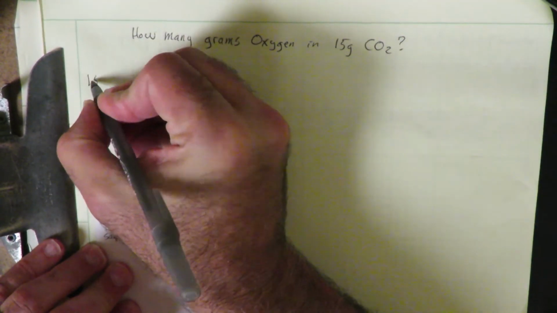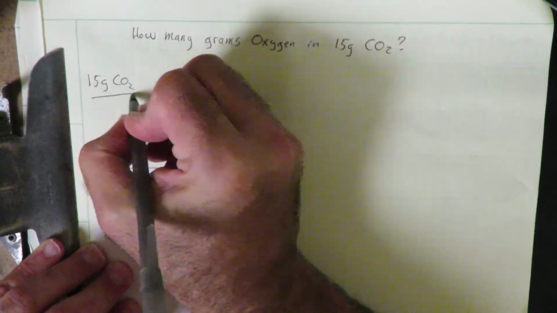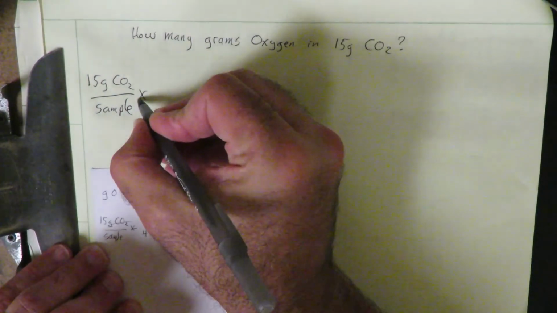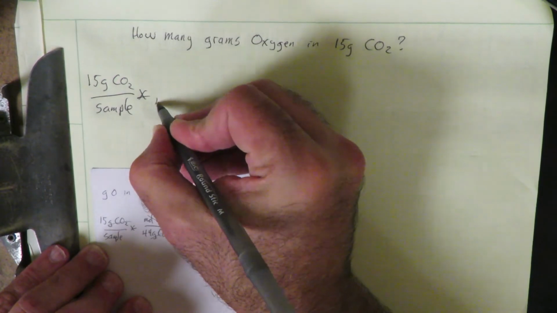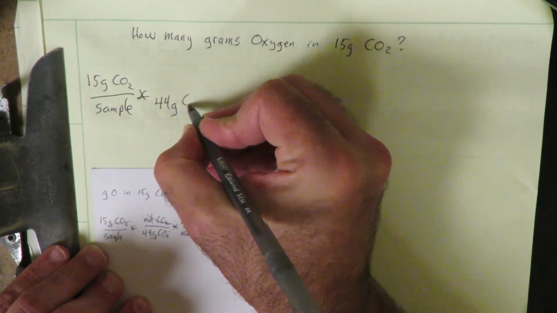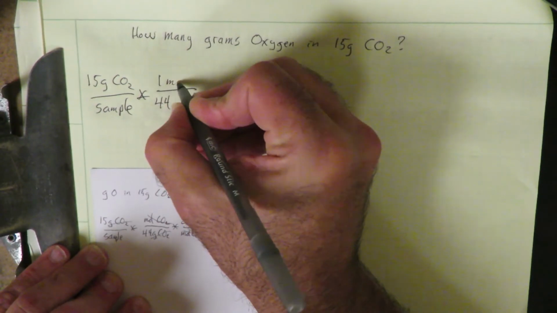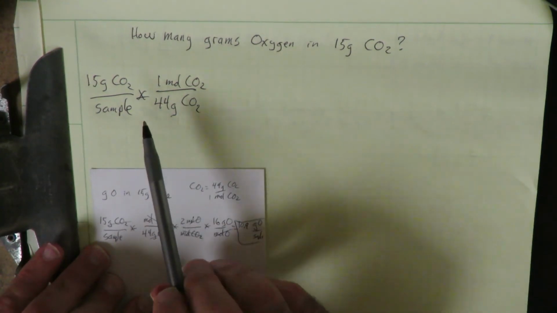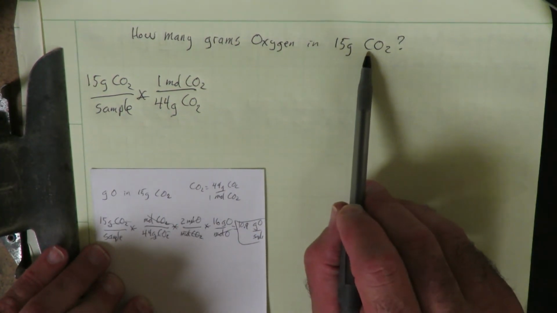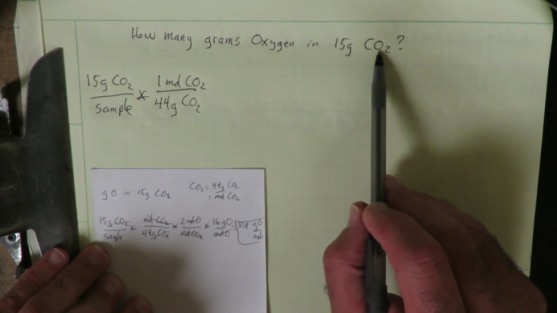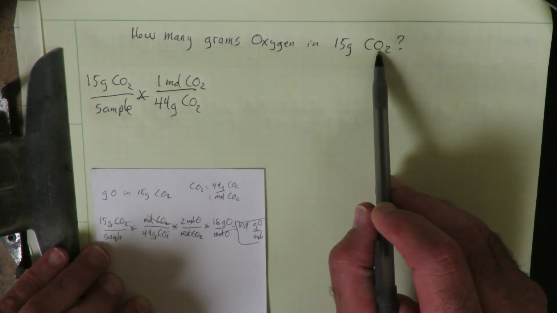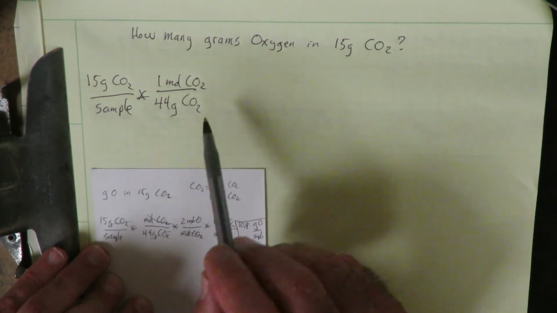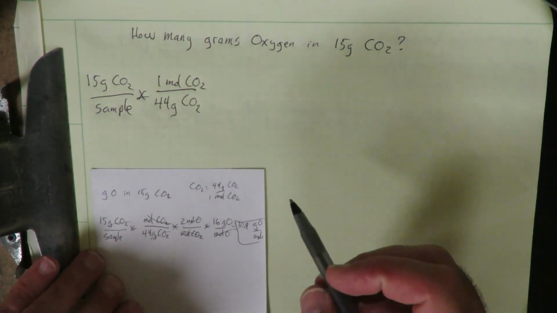Okay, so we have 15 grams of CO2 in our sample. Okay, that's what we're starting with. And now we know that there are 44 grams of CO2 in 1 mole of CO2. Just in case you don't remember where I got that, we remember that carbon is 12 grams per mole and oxygen is 16 grams per mole. So 16 plus 16 is 32, plus 12 is 44, so 44 grams per mole of CO2. 44 grams of CO2 in 1 mole of CO2.